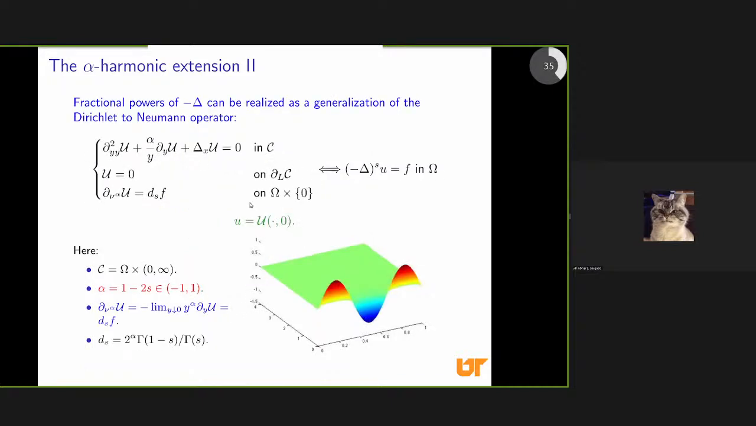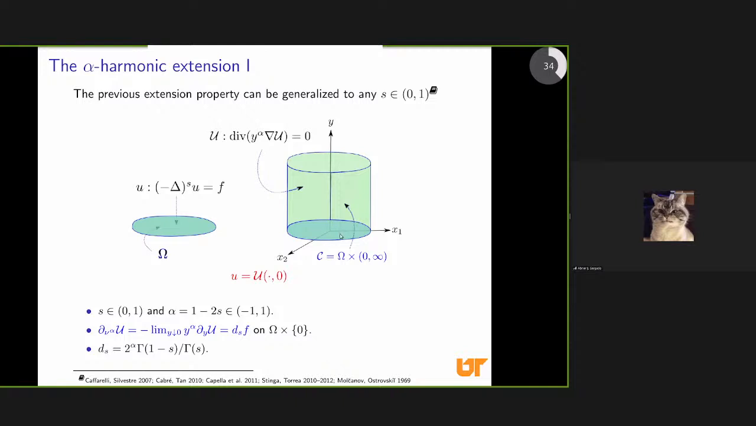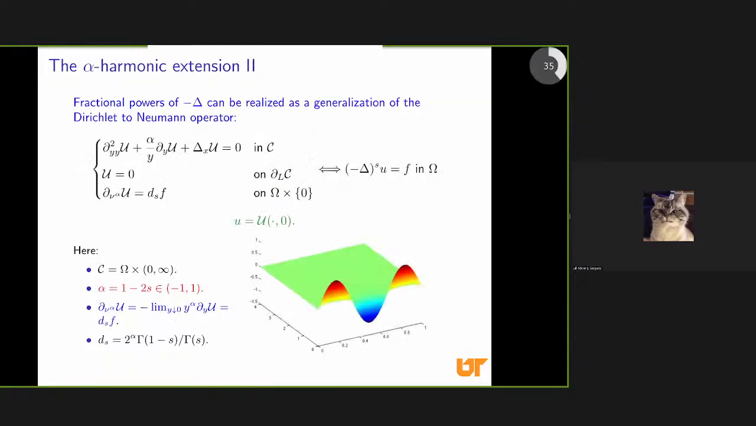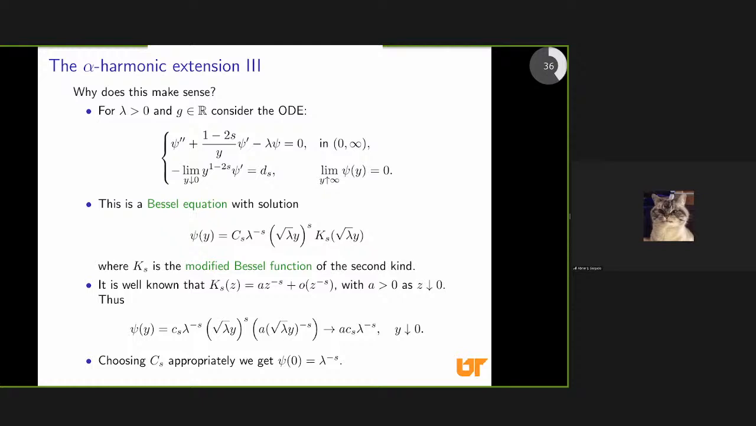A good approach here is, like I mentioned, this is a cylinder, right? So you can apply separation of variables. And by applying separation of variables, if you look only at the y components of this equation, you get this ODE, which turns out to be a Bessel equation whose solutions are going to be these modified Bessel functions of the second kind times some factors. Here, lambda is playing the role of the eigenvalues of the Laplacian once you do separation of variables.